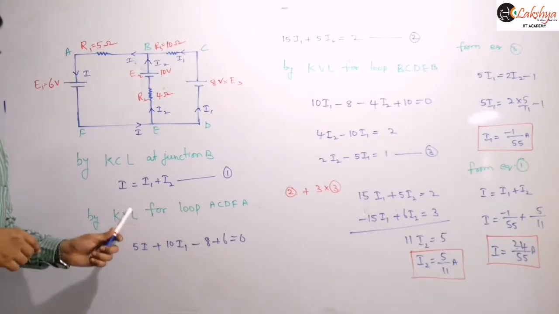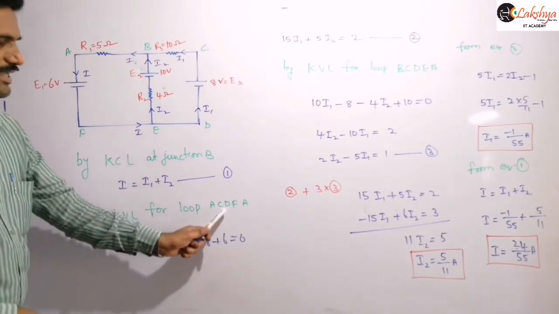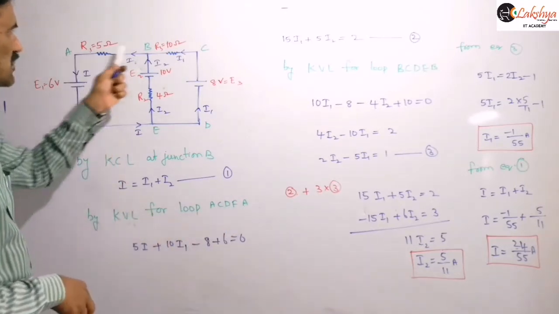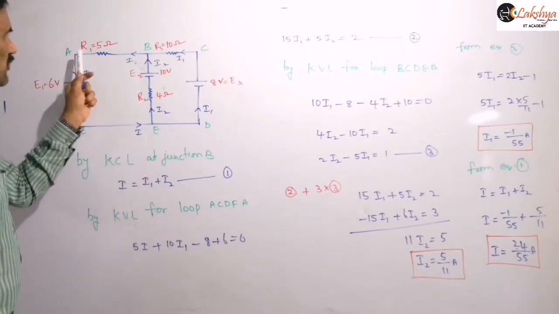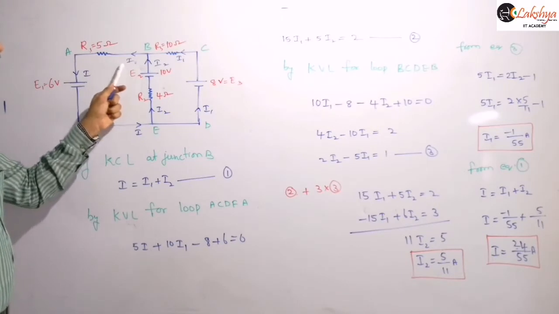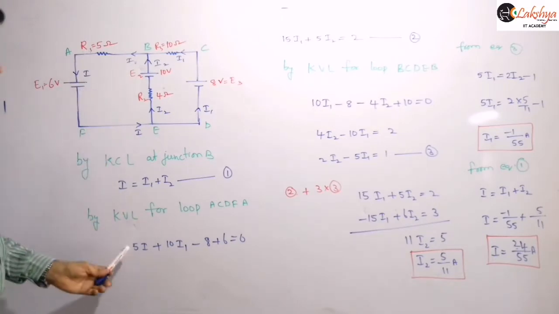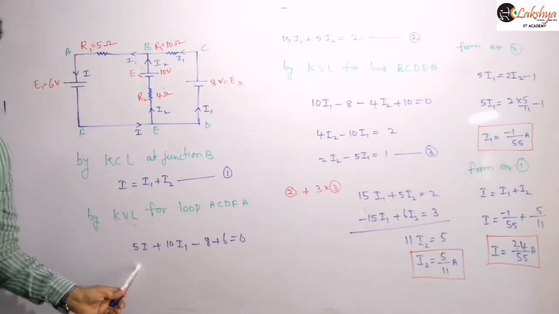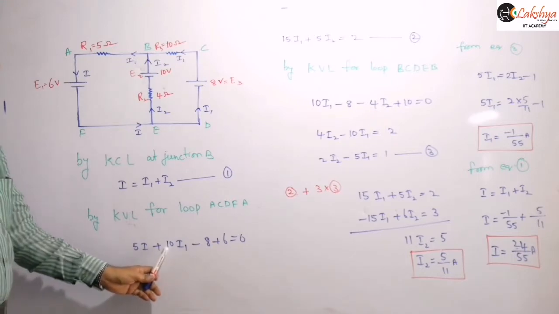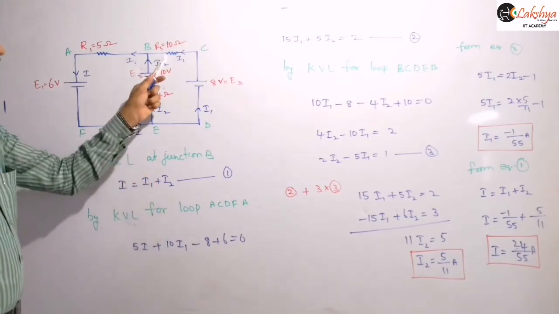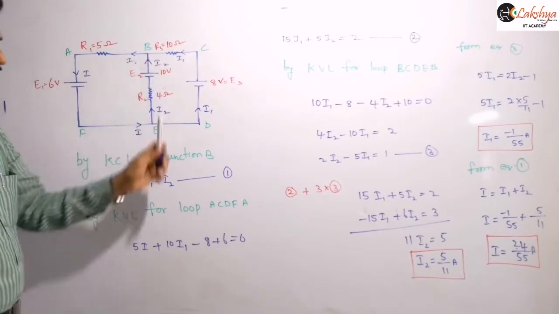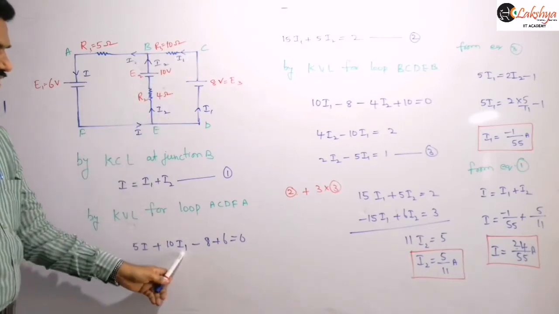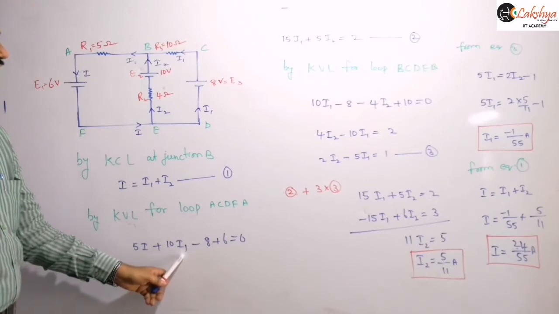If you are applying it for this loop A, C, D, F, A, that means for this outer loop, I write as follows. For this I1, we are traveling from A, so we are traveling opposite to the direction of the current. Opposite to the direction of current means plus IR we need to consider. Next, this resistance is there. Again for this also we are traveling opposite to the direction of the current. Opposite direction of current means it is plus 10 I.